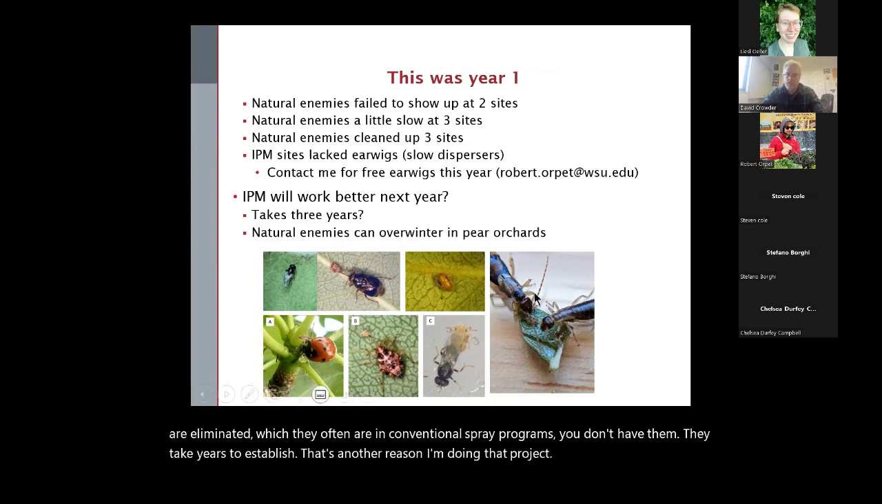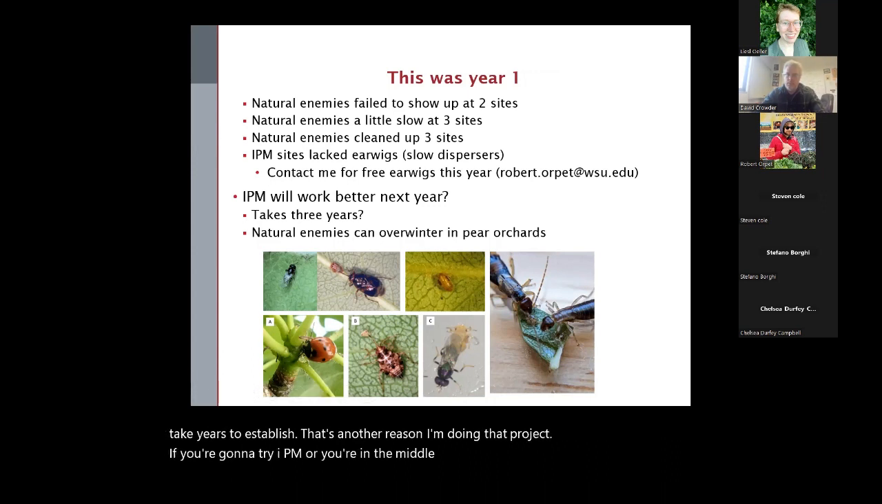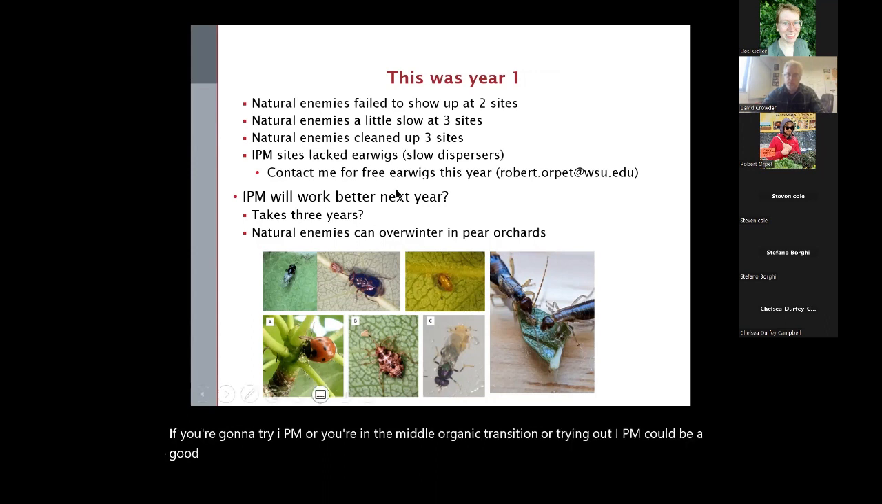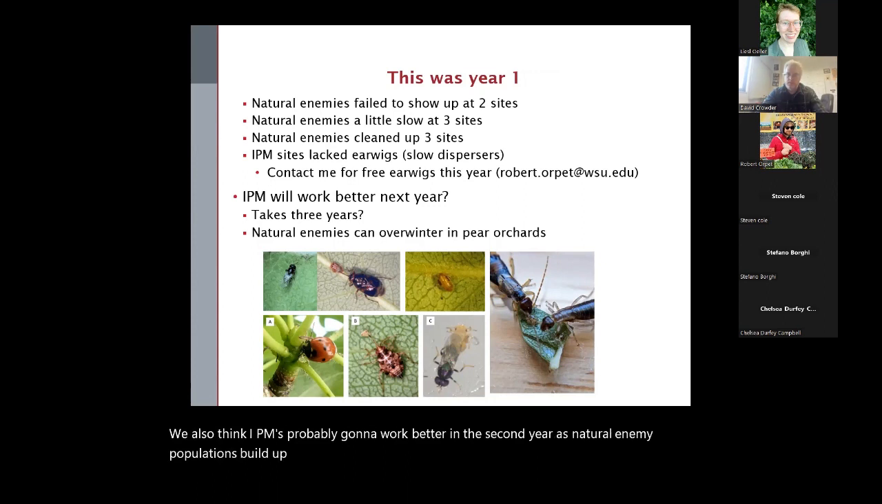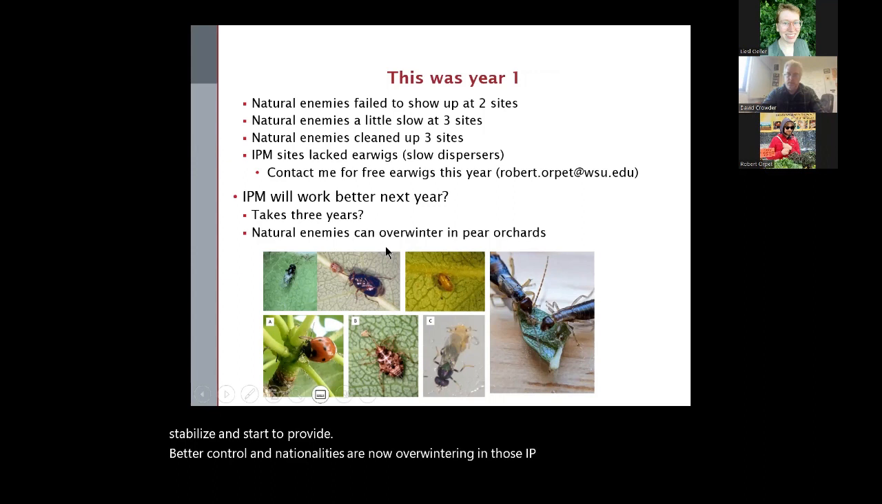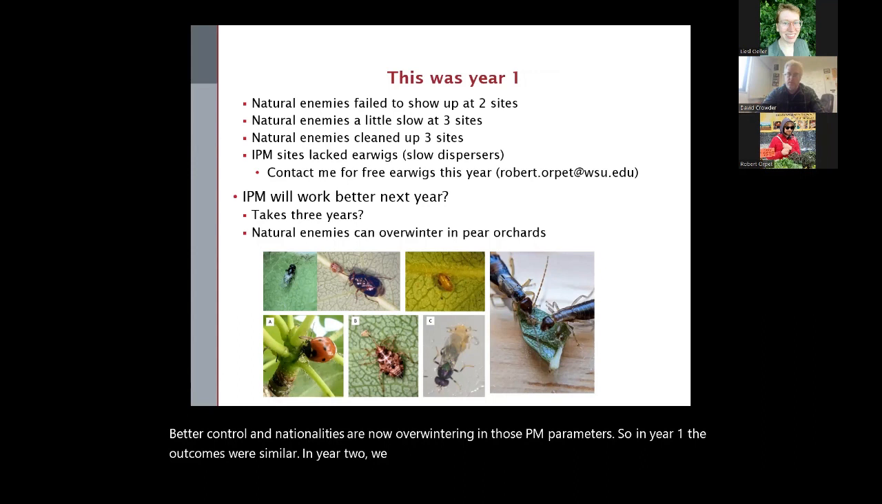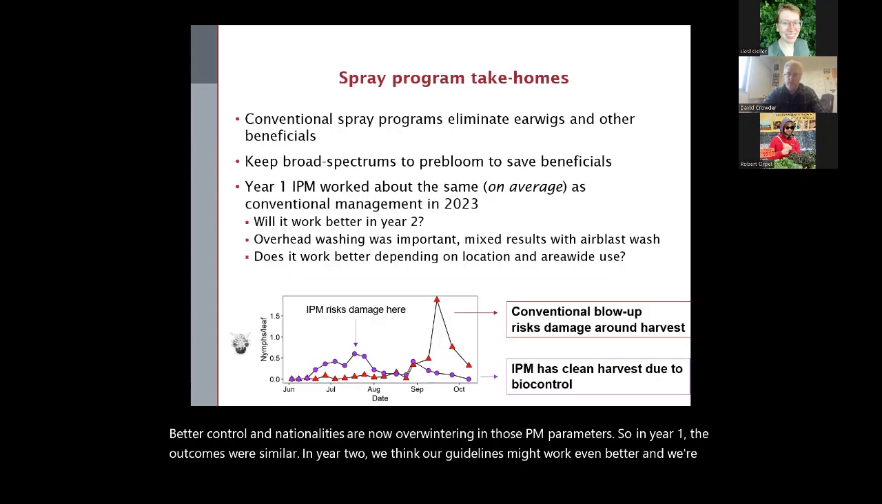If you're going to try IPM or you're in the middle of an organic transition, trying out IPM could be a good case to try to release earwigs in the orchard. We also think IPM is probably going to work better in the second year as natural enemy populations build up. A lot of people say it takes 3 years before these communities stabilize and start to provide better control. Natural enemies are now overwintering in those IPM pear orchards. So in year 1, the outcomes were similar. In year 2, we think our guidelines might work even better, and we're testing that this season.